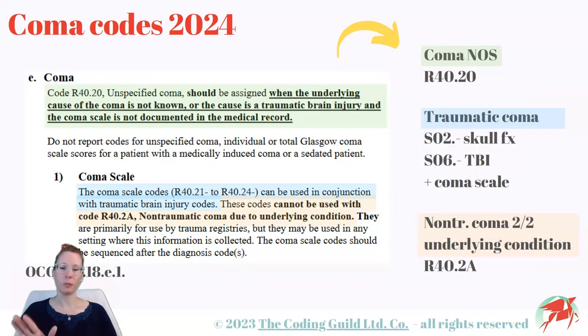In summary, from now on, we have 3 main choices for coding coma: coma unspecified, R40.20, traumatic coma with the combination of an injury code plus coma scale elements if known, and non-traumatic coma due to underlying conditions.